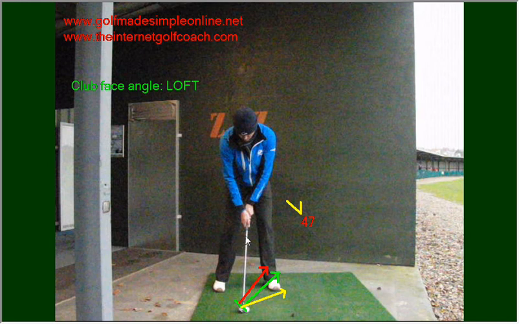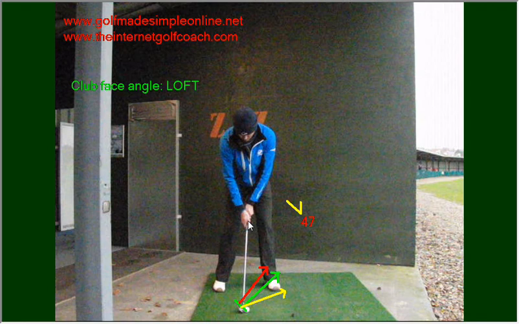You can see that there's very little shaft lean. My hands are level with the bottom edge of the club. They're not in front of the ball, they're not behind the club, they're level with the bottom edge of the club itself. So if we return the club with that loft, that dynamic loft, it's approximately 47 degrees.